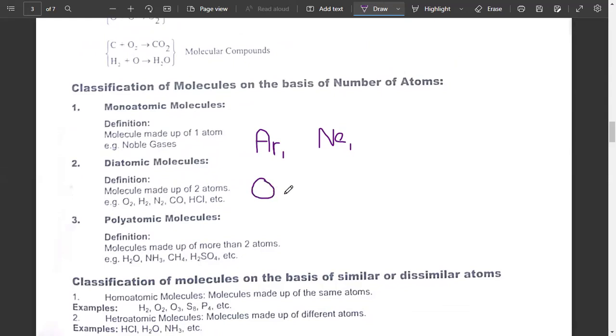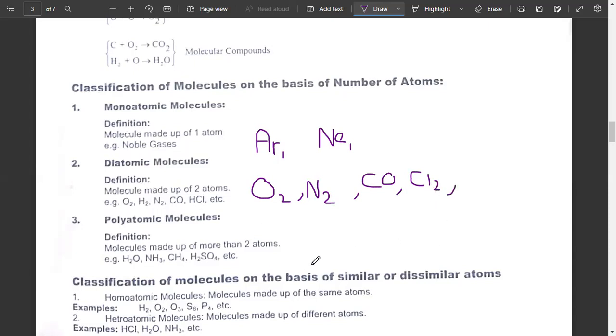Whereas diatomic molecules are the ones which do not exist independently and made up of two atoms. If I tell you to write oxygen, you cannot write O. You have to write O2. Nitrogen, N2. फिर carbon monoxide, CO, two atoms हैं. Chlorine, Cl2. Group 7 के जो सारे halogens हैं, they are all diatomic.